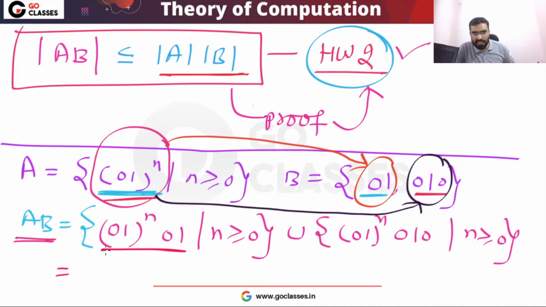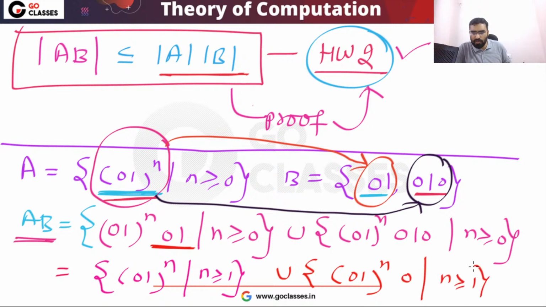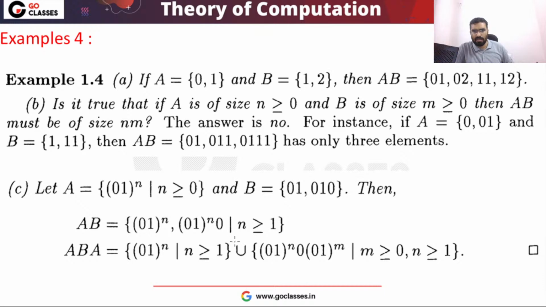Now you can write it as (01)^n, where n is greater than or equal to 1. What can you write? You can write it as (01)^n, where n is greater than or equal to 1, because of this 01. So it will be (01)^n, at least I can say n is greater than or equal to 1, union (01)^n followed by 0, where n is greater than or equal to 1. Okay, this will be your answer. You can check it out.